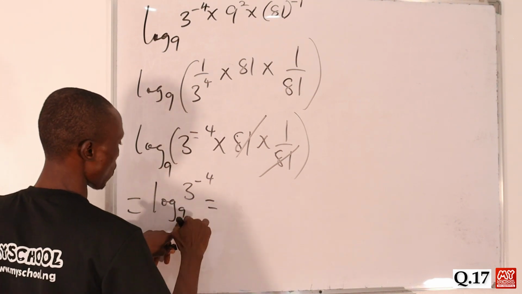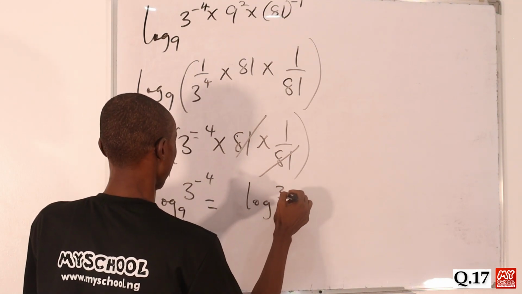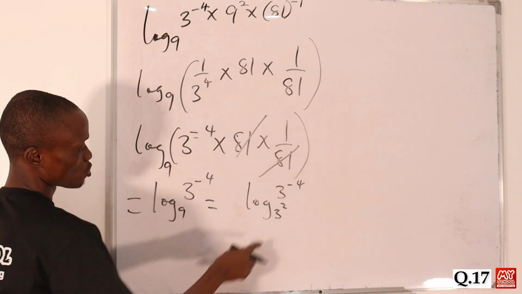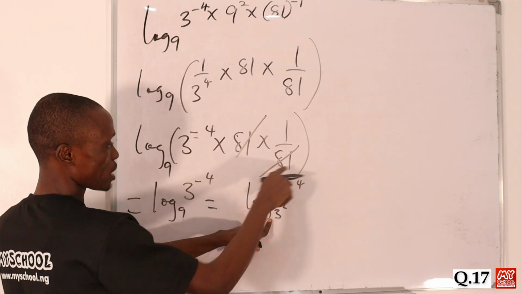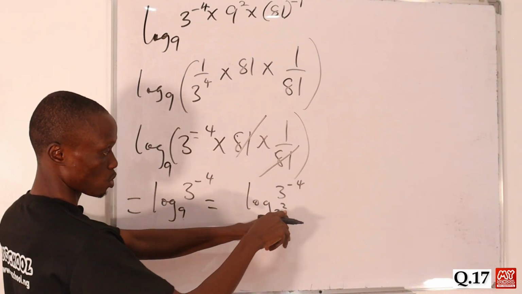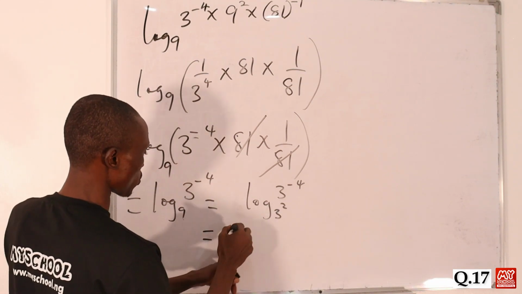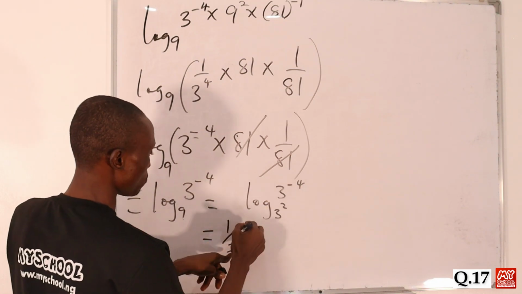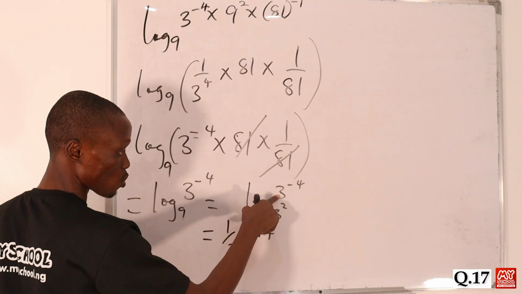Now remember that this our base 9 is still the same thing as say log 3 raised to power minus 4 over 3 raised to power 2. Okay, so for the base, when the base is raised to power 2, that means we are multiplying the whole logarithm by 1/2. Okay, whatever the power of the base is. So we can rewrite this to be equal to 1/2, which is the 2 from the base, then times minus 4, which is the power from the number.